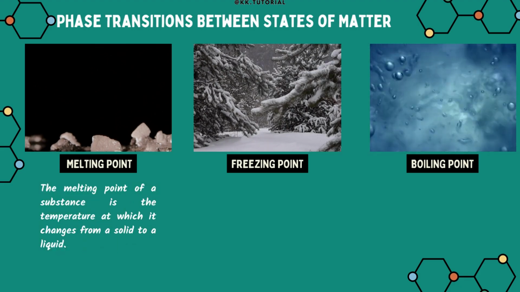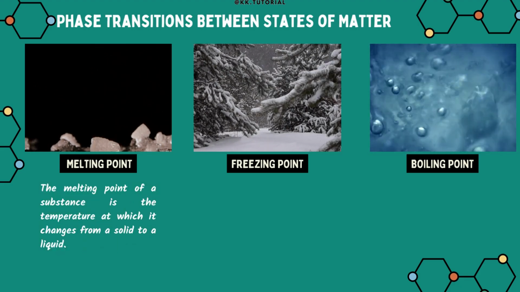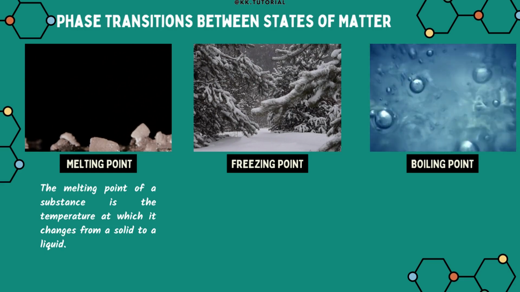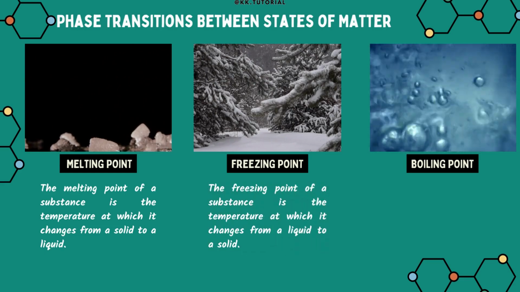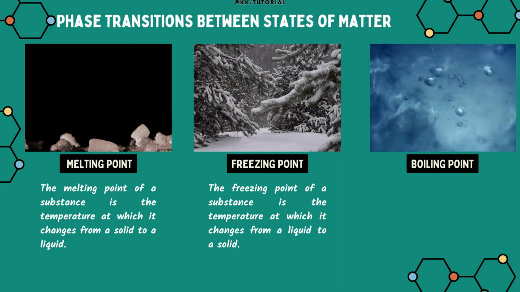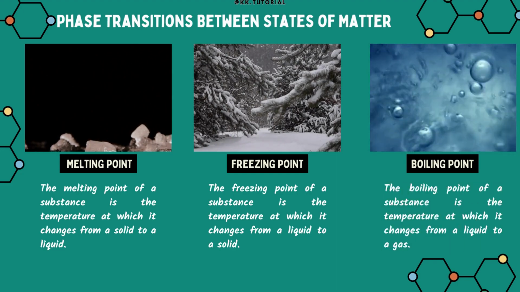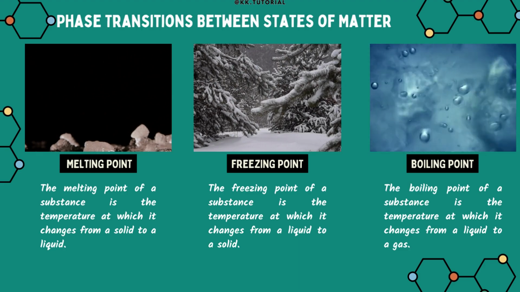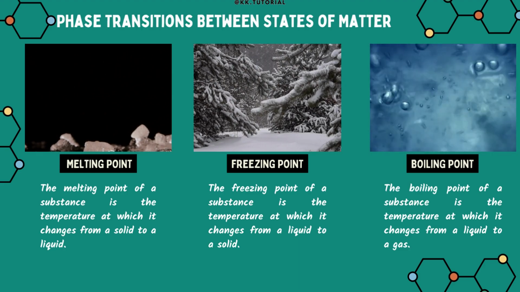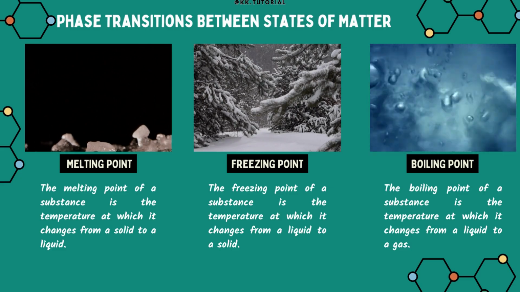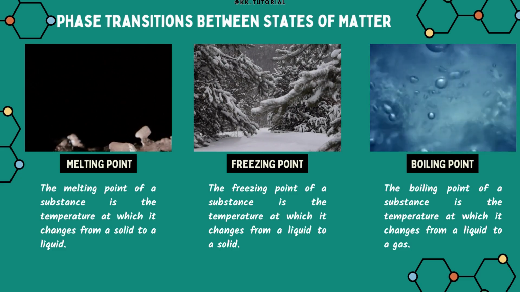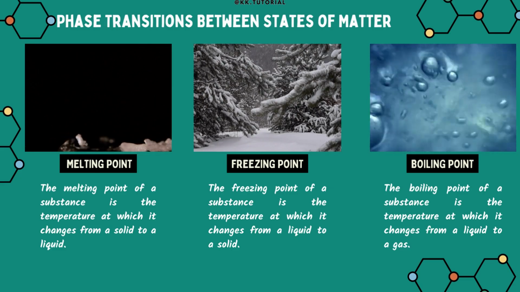So the melting point of a substance is the temperature at which it changes from a solid to a liquid. The freezing point of a substance is the temperature at which it changes from a liquid to a solid. And the boiling point of a substance is the temperature at which it changes from a liquid to a gas. So here we have completed the states of matter, and I hope my students you have understood these concepts very well.